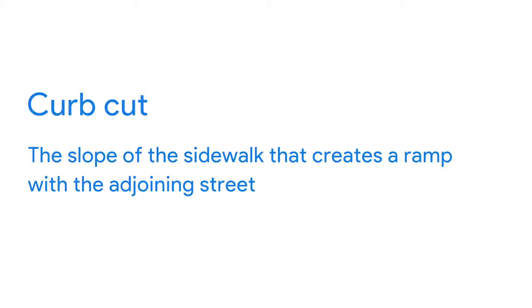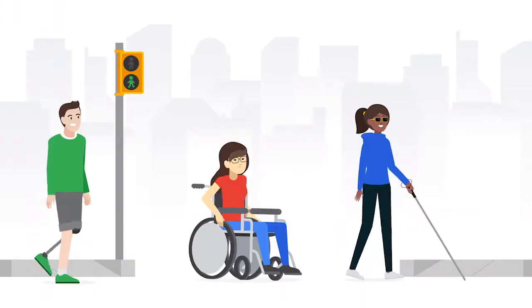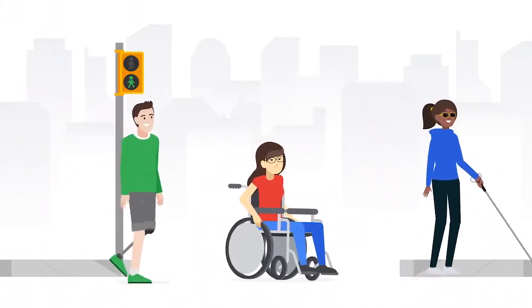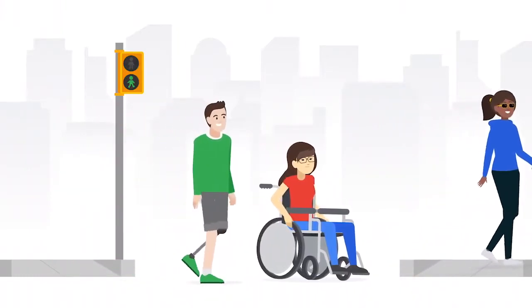Hi again! Want to hear a fun fact? One of the first curb cuts in the US was installed in Michigan in 1945. You've probably used a curb cut yourself. A curb cut is a name for the slope of the sidewalk that creates a ramp with the adjoining street. Curb cuts are usually found at intersections. Thanks to curb cuts, people with wheelchairs, leg braces, or crutches can navigate their neighborhoods with a lot more freedom.